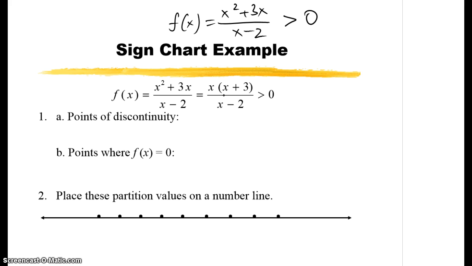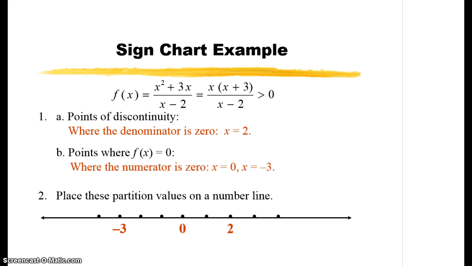What are the points of discontinuity? Well, the points of discontinuity are the points where the denominator is 0. That would be x equals 2. What are the points where f of x is equal to 0? Well, those are the points where the numerator is equal to 0. That would be 0 or negative 3. Step 2, place these partition values on a number line. So here's our number line with 0, 2, and negative 3 on there.